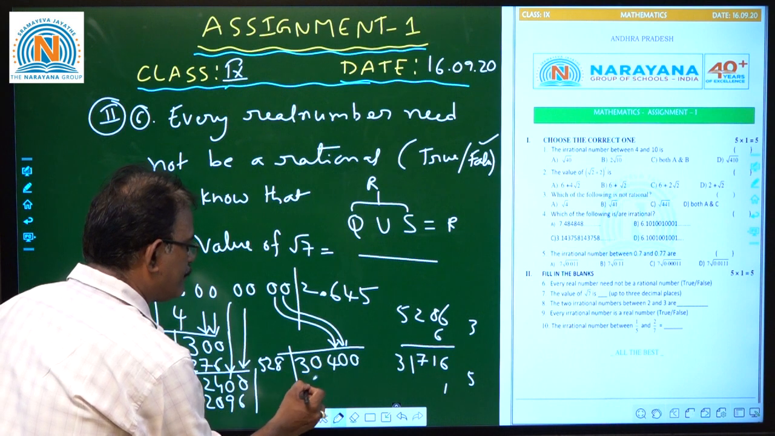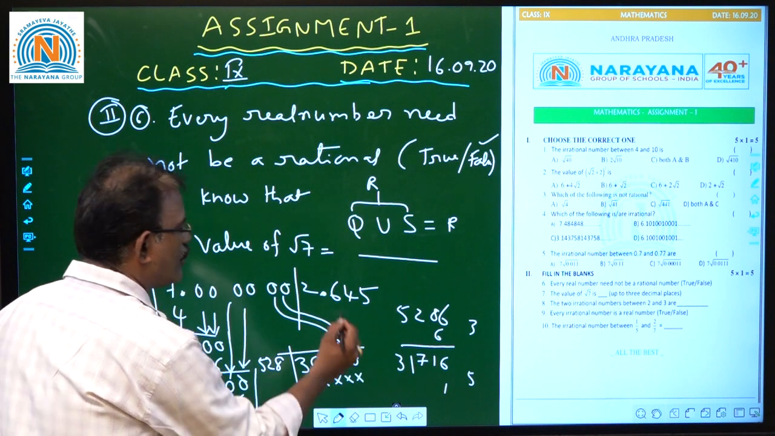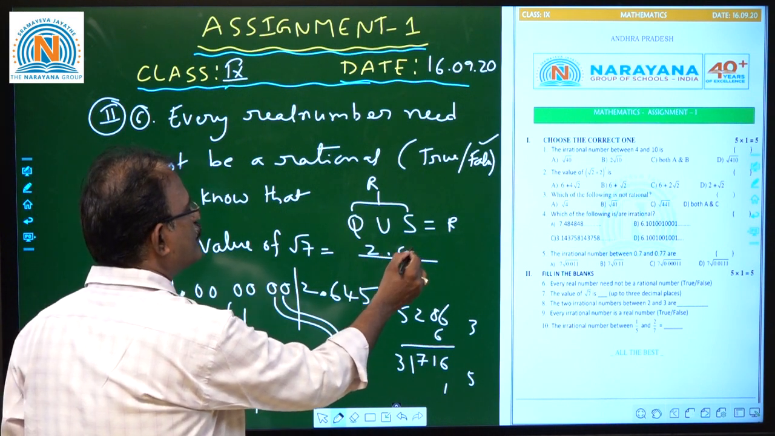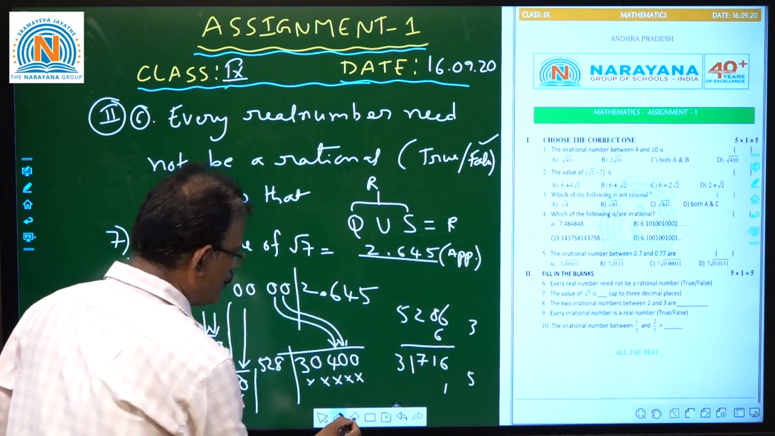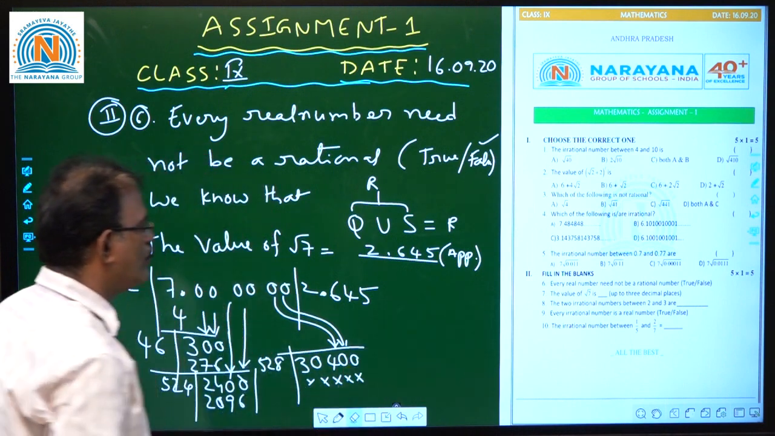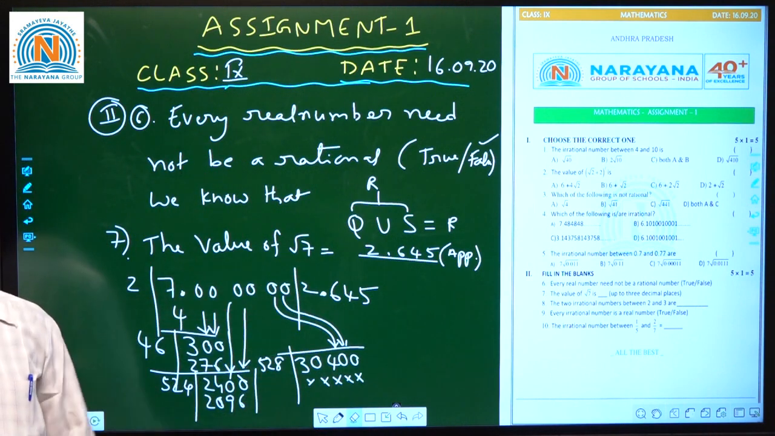So whatever we got up to, this is 2.645 up to 3 decimals. It is an approximate value. It is the approximate value of root 7 up to 3 digits, children.